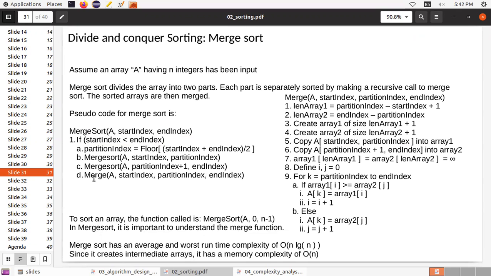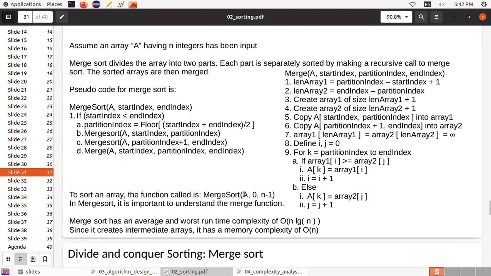In order to sort an array, the function is called in the following manner: merge sort A, 0, comma, n minus 1. So the initial value of start index will be 0, and the initial value of end index will be n minus 1. When this is called, the partition index becomes floor of (start index plus end index) divided by 2. That means the exact center of the array is selected. Merge sort is called on the first part of the array, merge sort is called on the second part of the array, and then merge is called.